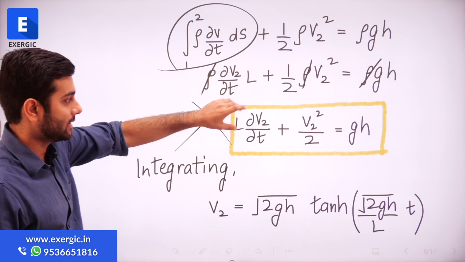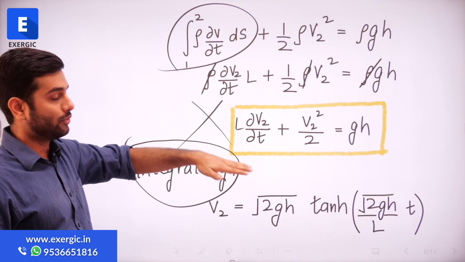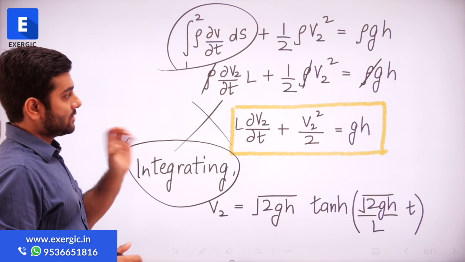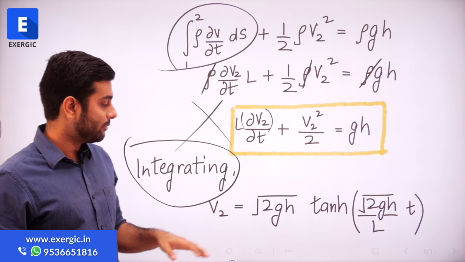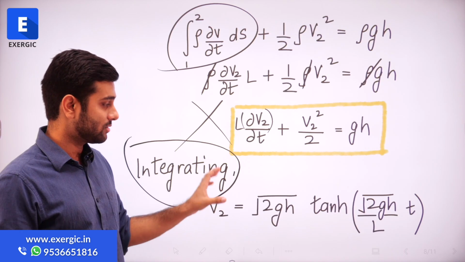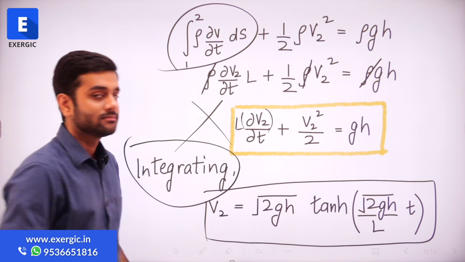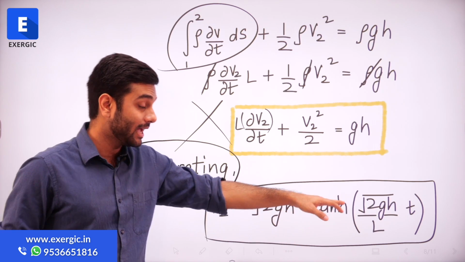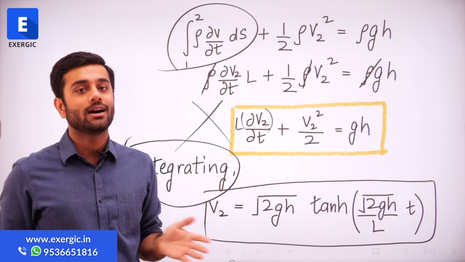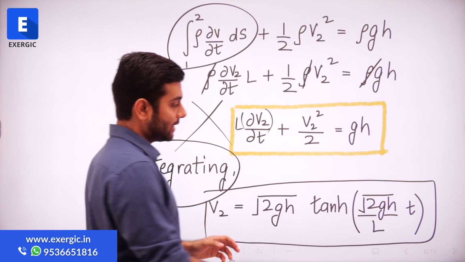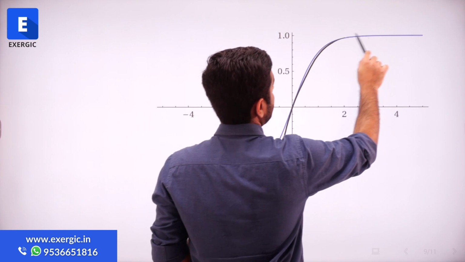If you look at this integration, as you can see, you have del V2 and del t. If you perform that integration, you will get some expression of V2, as you can see here, right? It's a hyperbolic variation, tanh, right? So it basically gives you an idea how velocity is going to vary. We know that the curve of hyperbolic tangent varies like this, the tanh curve.